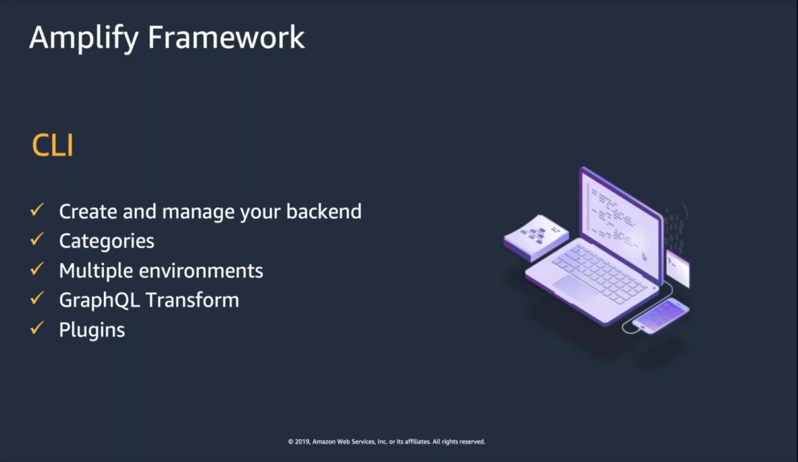And then the next piece is GraphQL Transform. This is a very powerful tool. So what is GraphQL Transform? GraphQL Transform provides a high-level abstraction for you to create your AWS backends. Now, yes, it's an abstraction, but what does that really mean? So let me give you an example.